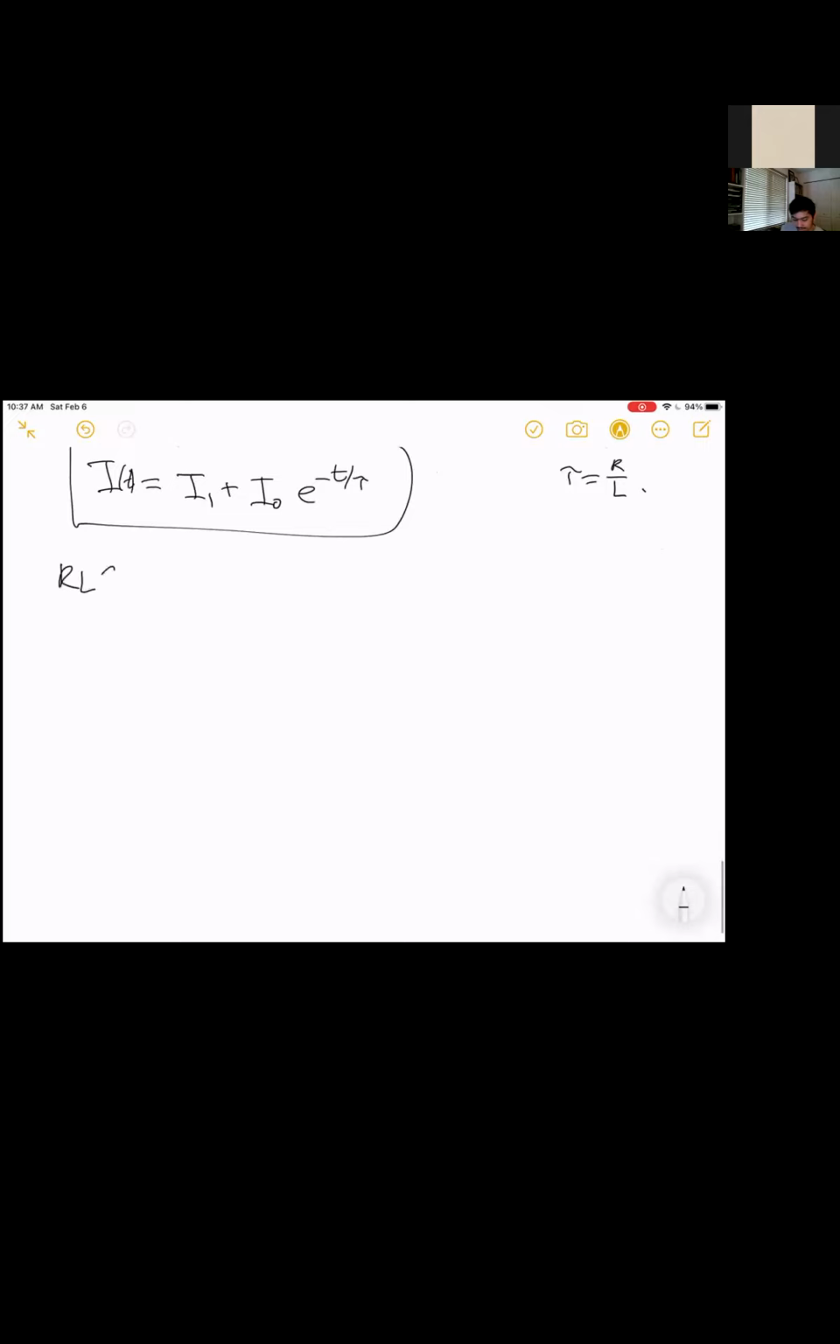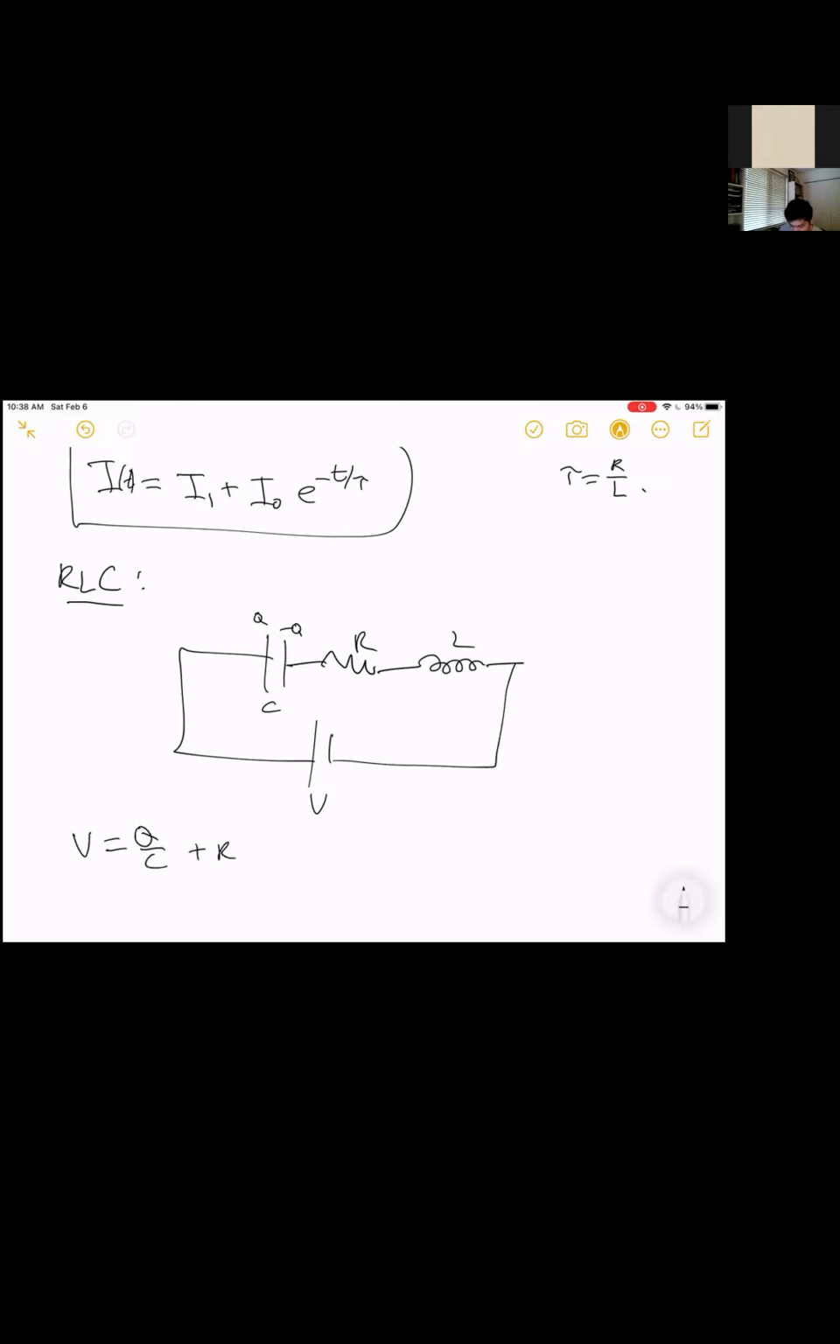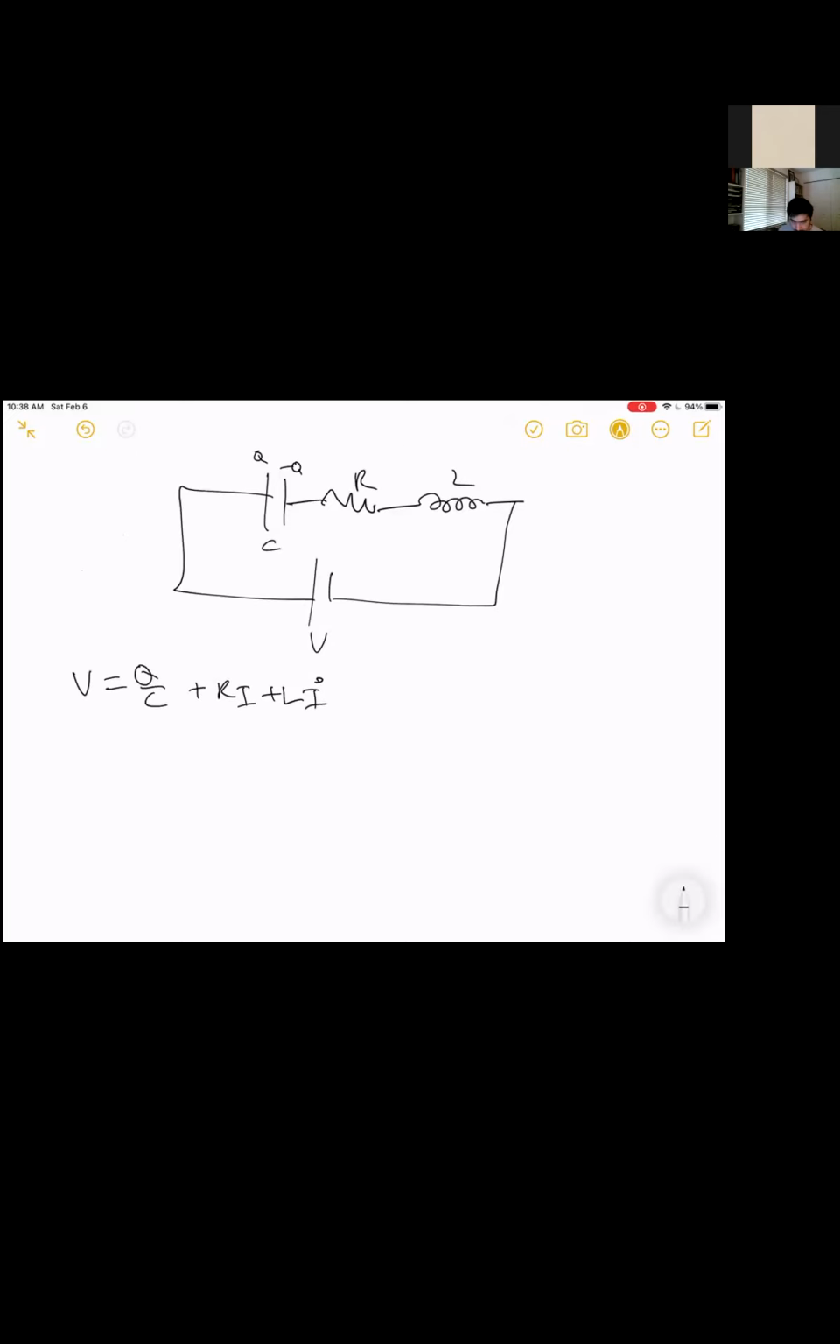And finally, the most interesting case, RLC. Here we have voltage V, capacitor C, resistor R, inductor L. Here we essentially get that V is equal to Q over C plus RI plus L I dot. And if we take the derivative, we essentially get an equation. Can anybody tell me what this equation looks like for I?